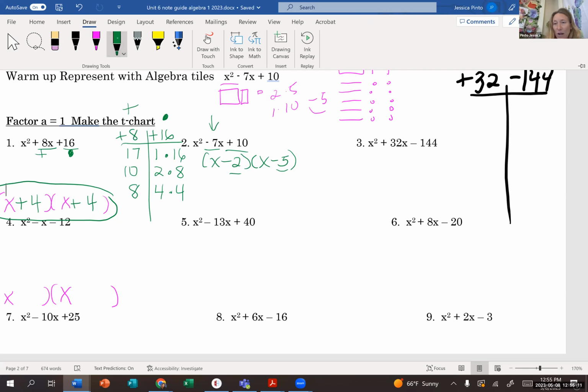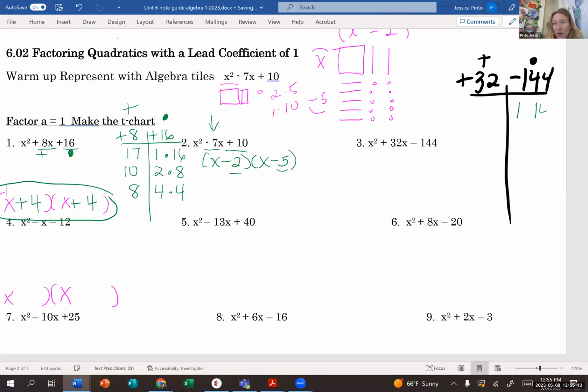I start with 1 and then 144. Now, 1 times 144, it's not going to make negative 144. So I'll make the 144 negative. When I add those together, I get negative 143. So that's not close to 32. Not only that, it's negative and I want a positive answer.